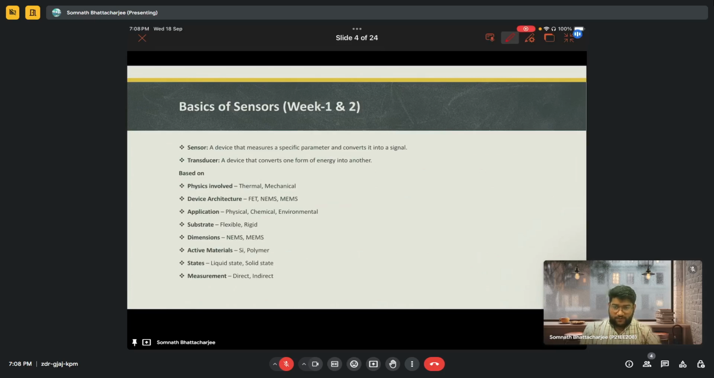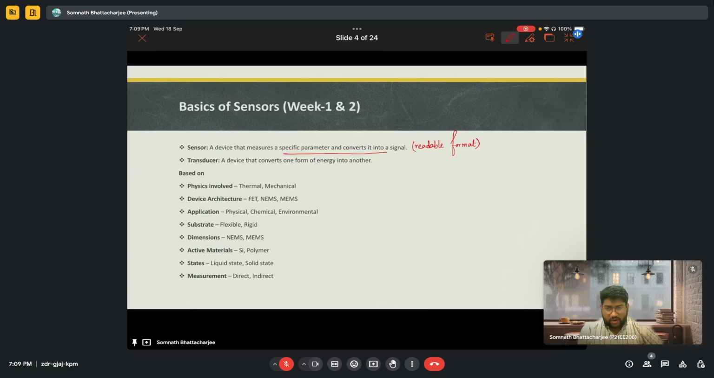At first, we learned what a sensor is. A sensor is a device that measures a specific parameter and converts it into a signal. It can be any type of parameter, and it converts it into a readable signal or a readable format. I have already given examples of a speaker and microphones.